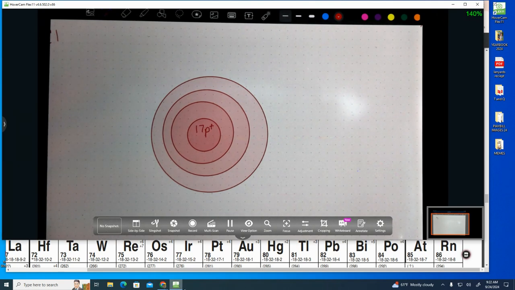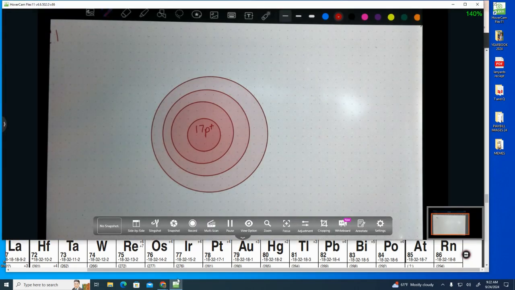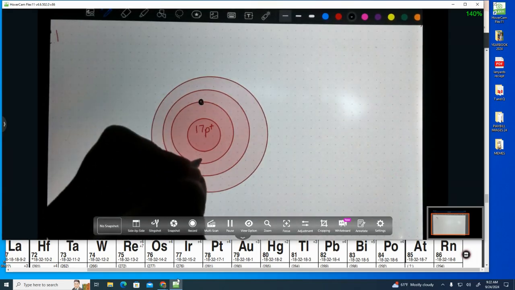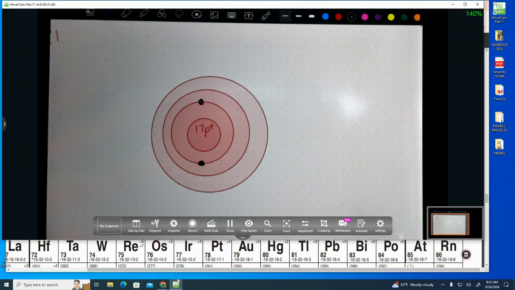3. And you know that because when you look at chlorine in the bottom left corner, there's a bunch of numbers. 2, 8, 7. Yes, no? Okay. So now, what does the first number, that 2, mean? 2 electrons in the first level, and we put them on opposite sides.